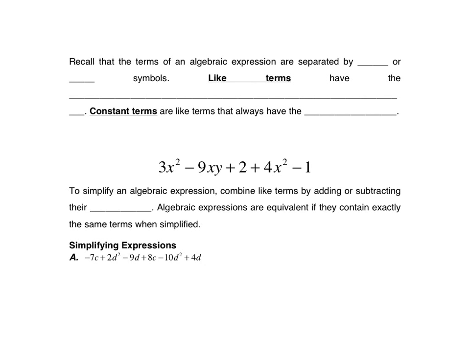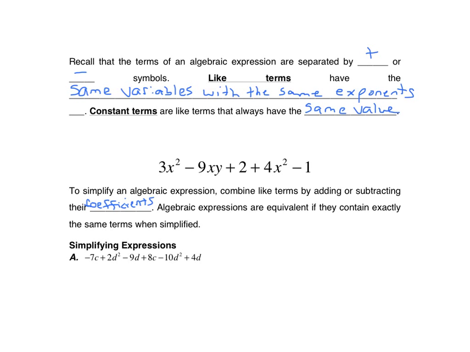In this tutorial, we'll talk about simplifying algebraic expressions. Recall that the terms of an algebraic expression are separated by plus or minus symbols. Like terms have the same variables with the same exponents, and constant terms are like terms that always have the same value. So, in the example down here, -1 always has the value -1.